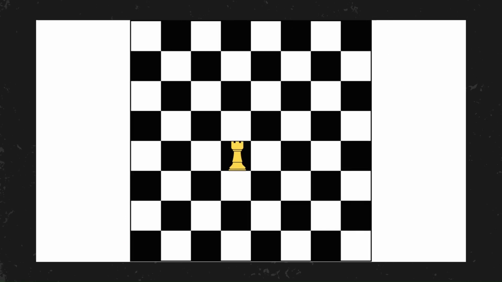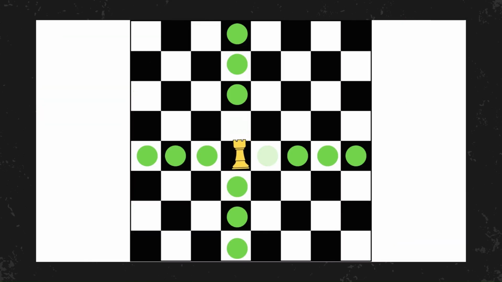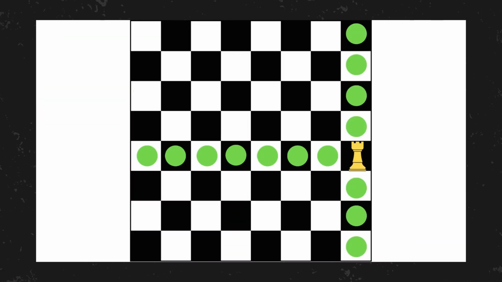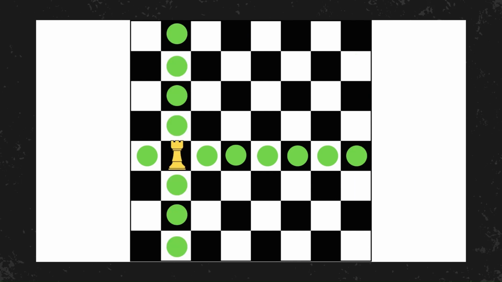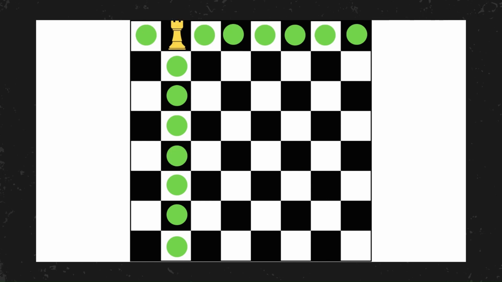Now, we know how a rook moves, right? If not, then the rook moves forward, backward, or sideways. So, I had to highlight all the rows in their column for a forward and backward move and all the columns in their row for a sideways move.